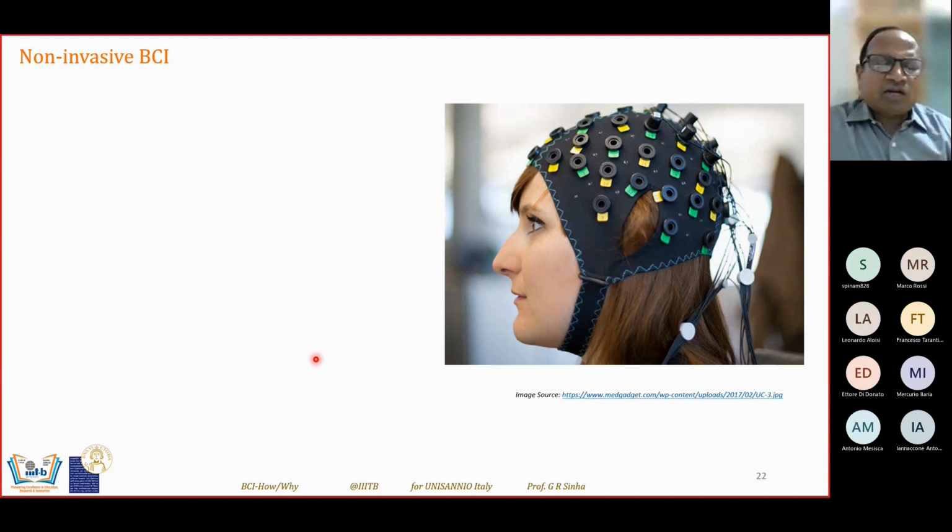Now let's talk about different types of BCI. The types of BCI are invasive, non-invasive, and semi-invasive. Let's begin with non-invasive. Look at the picture very carefully. You are not inserting any needle or any electrode inside the skull.